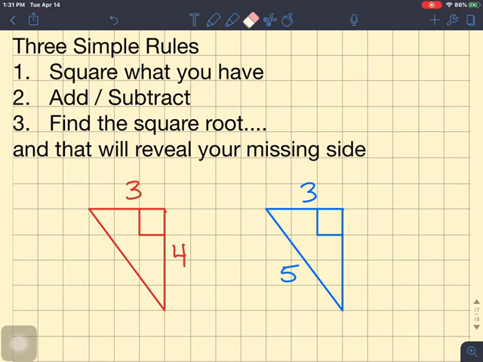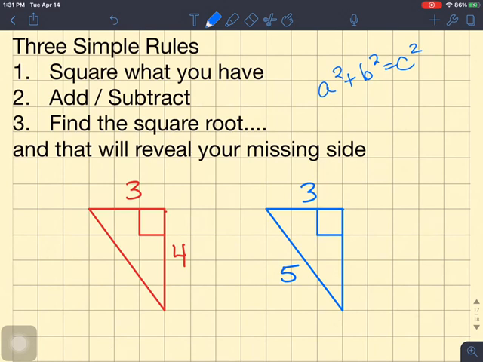And as I've been teaching the Pythagorean theorem for many years, a squared plus b squared equals c squared, I noticed that there was a pattern, especially when you're working with a calculator. There are certain things that you do every time. And so the three simple rules are: square the numbers that you have. You either add those two numbers or you subtract those two numbers, and that's really what's going to happen between the red and the blue triangles. And then you take that answer and find the square root, and that will be your missing side.